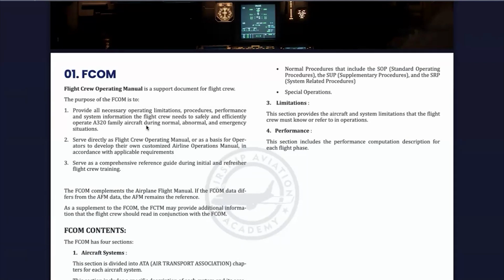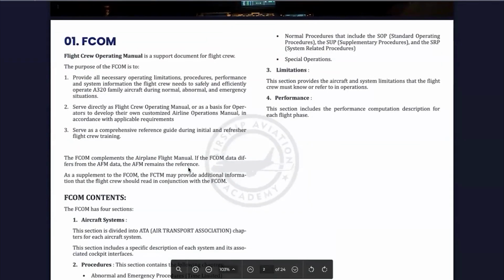It serves directly as a flight crew operating manual, or as a basis for operators to develop their own customized airline operations manual in accordance with applicable requirements. It serves as a comprehensive reference guide during initial and refresher flight crew training. FCOM complements the Airplane Flight Manual. If the FCOM data differs from the AFM data, the AFM remains the reference. As a supplement to the FCOM, the FCTM may provide additional information that the flight crew should read in conjunction with the FCOM.